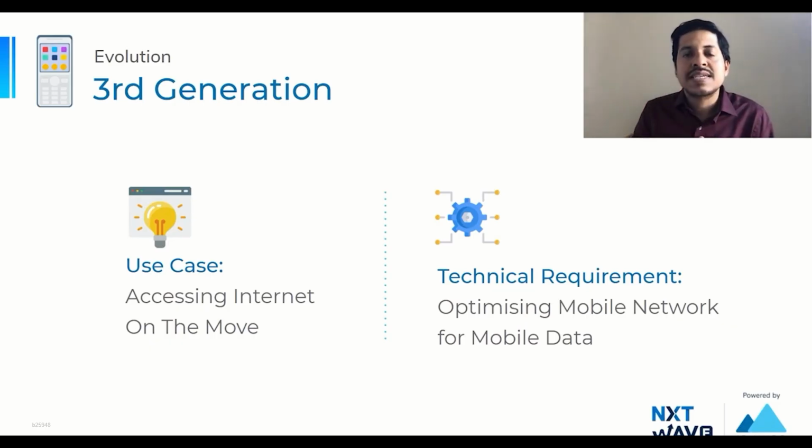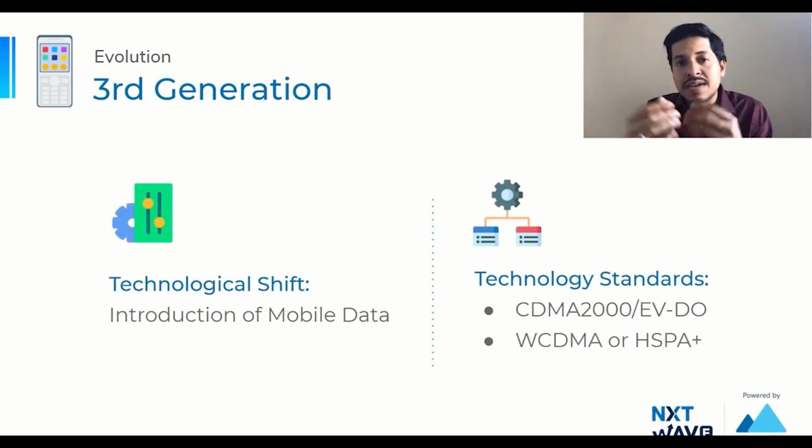So the key use case that led to the creation of the third generation of mobile networking was the need for mobile data, right? And the key technical requirement was that your mobile network now needed to be optimized for data, now needed to be capable of supporting data, not just connections from your mobile device to the telephone network, but also from your mobile device to the internet, right? That was when, for the first time, mobile devices could connect to the internet and you could browse and check emails and so on. So the key technological shift that needed to happen was the introduction of mobile data.